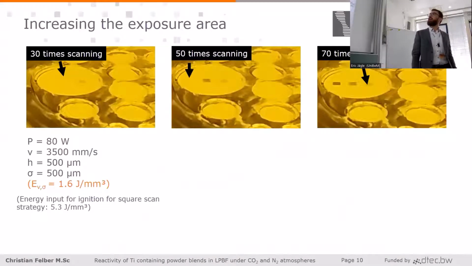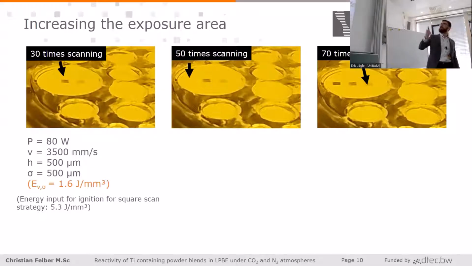And here, I want to show you one experiment which serves perfectly well in understanding what happens in the powder bed. So here I use the energy density, which is extremely low, only 1.6 joule per cubic millimeter, for which one scan cannot lead to an ignition. You can even see that I can scan 30 times without having any reaction. So please focus now on the exposed area in the video in the middle.